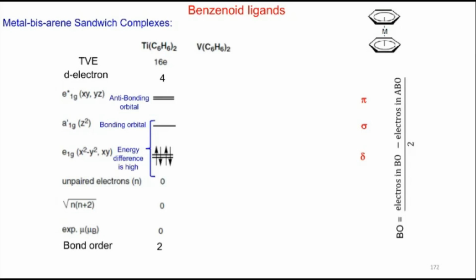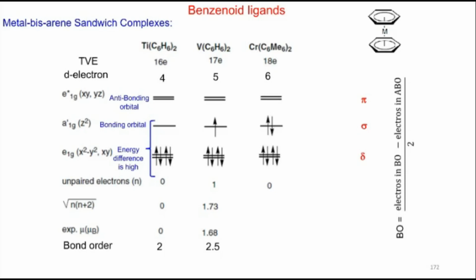And vanadium: the total valence electron count is 17. The oxidation state of vanadium is 0. Therefore, it is a d5 system. One unpaired electron is present in the orbital. Therefore, we have to take note, and the bond order becomes 2.5. The bond order became 2.5.